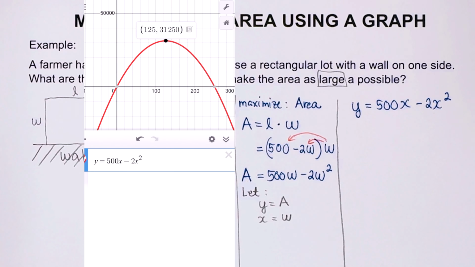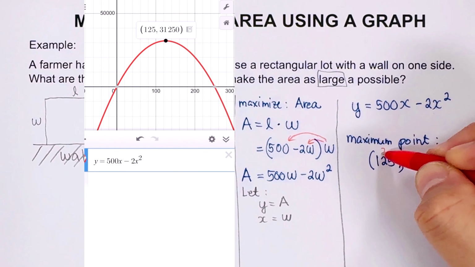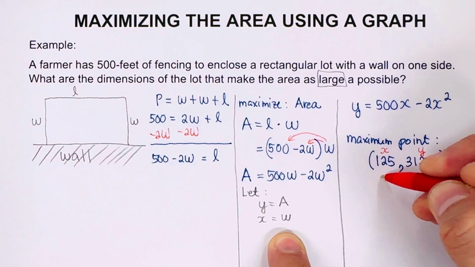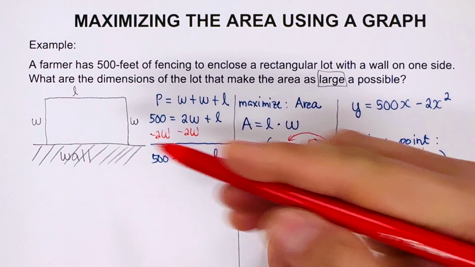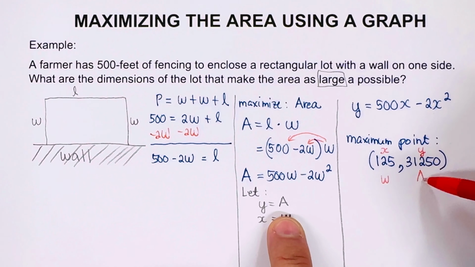Looking at the graph on the side, the maximum point is 125, 31,250. So I'm just going to go ahead and write that up here. This is our x and this is our y. Since we say that our x is the width, this 125 represents the width of the lot, and this y represents the area of the lot.